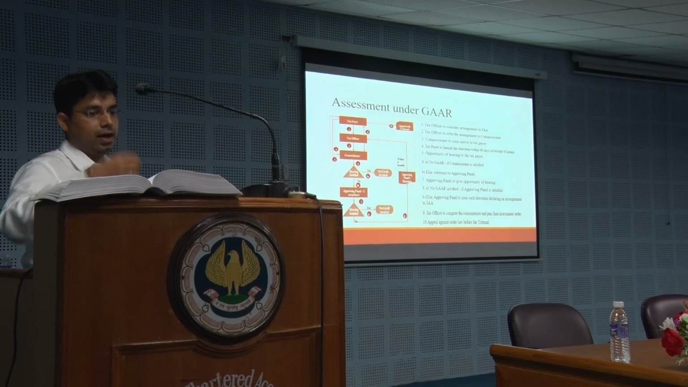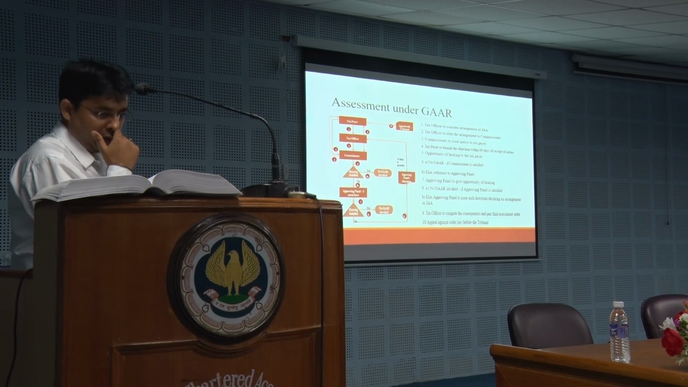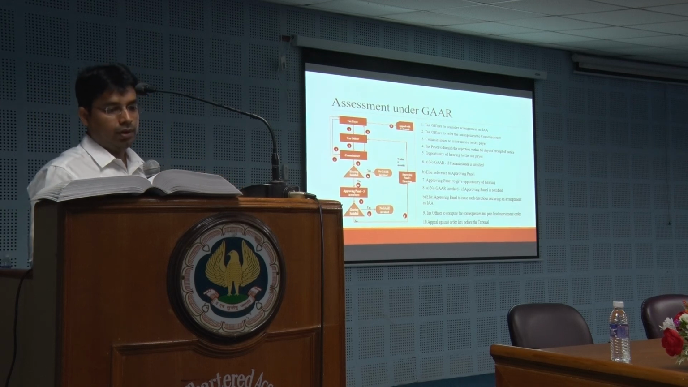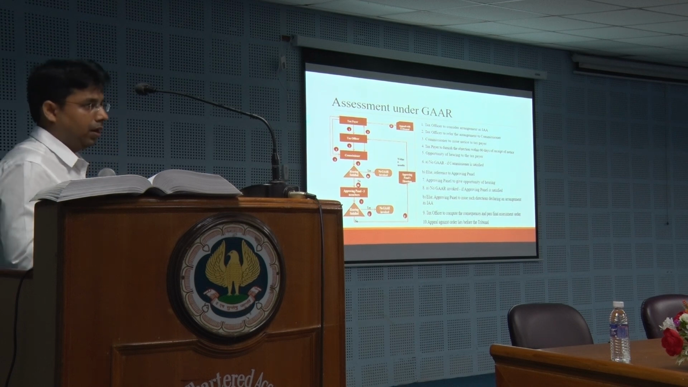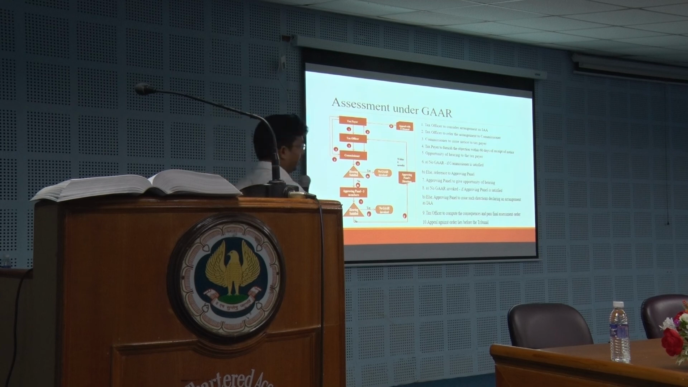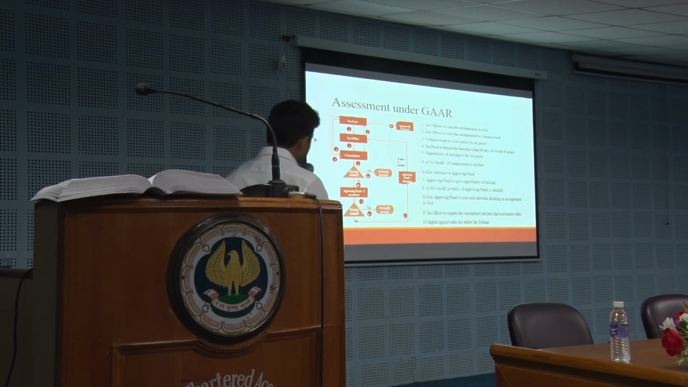Now the assessment under GAR. How will assessment happen under GAR provisions? This is codified under section 144BA of the Income Tax Act. Effectively it is not in the chapter covering the GAR provisions; it is outside the chapter. There are 3 parties: the tax officer, the commissioner, and the approving panel. The assessing officer himself cannot issue a notice to the assessee to initiate GAR proceedings. He has to communicate to the commissioner that he wants to initiate GAR proceedings.